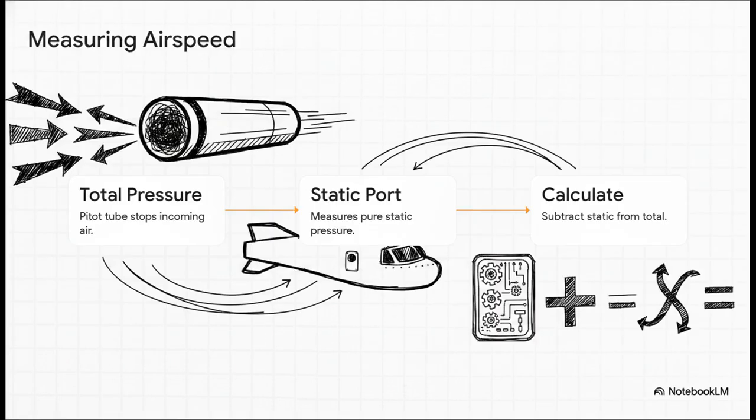Step 1. The pitot tube is a hollow pipe facing directly into the wind. It catches the fast-moving air and brings it to a dead stop inside the tube, capturing both the static squeeze and the dynamic kinetic energy. That gives us the total pressure.